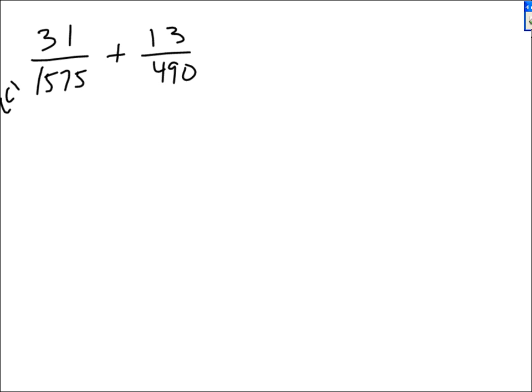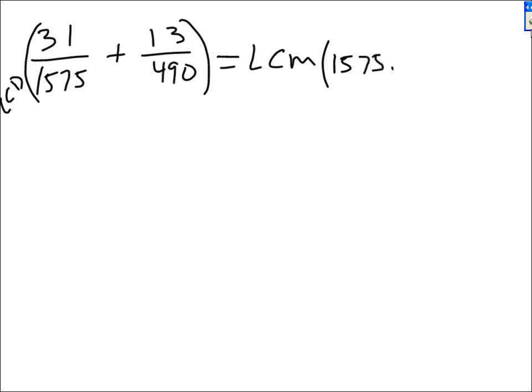Okay, we're going to try one more problem, and that's going to be 31 divided by 1575, and we want to answer 13 over 490. And the question is to find the LCD for this. Well, that's the same as finding the LCM of the denominators. There's no real difference between the two.